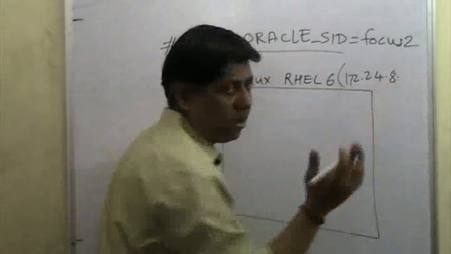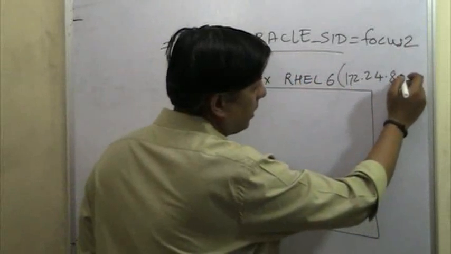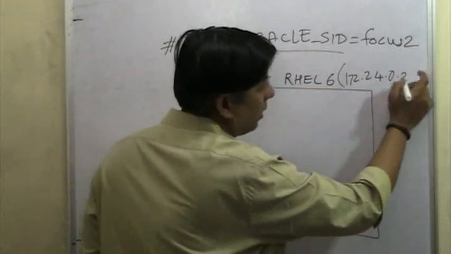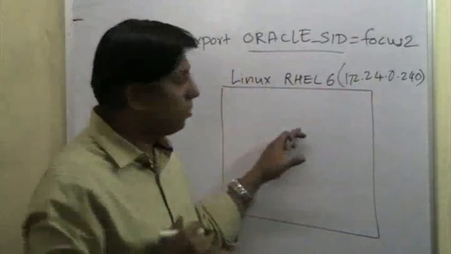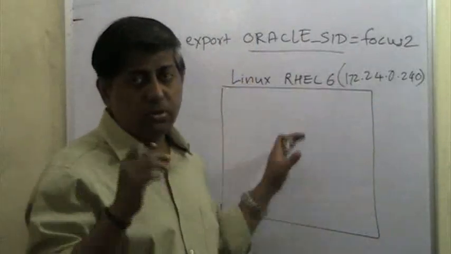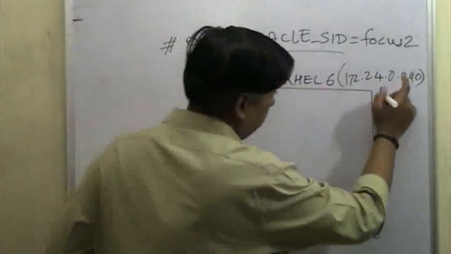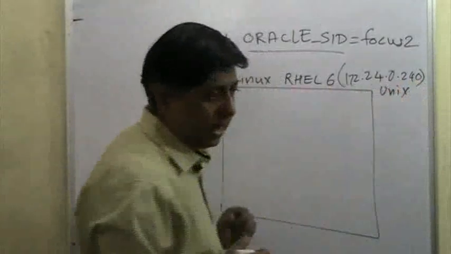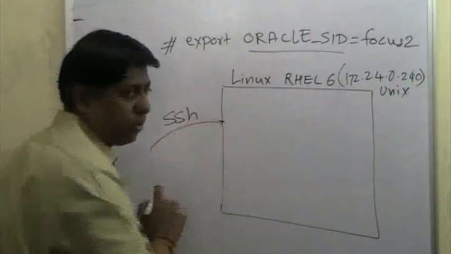Okay, I think all of you guys are working on different databases. 8.240 is something, right? So all of you guys are working on different machines. When you log on to this machine, what do you use? You use the login ID and password of the Unix prompt. You are given a Unix or Linux login ID. Using that, you log into this machine using the SSH command, secure shell.